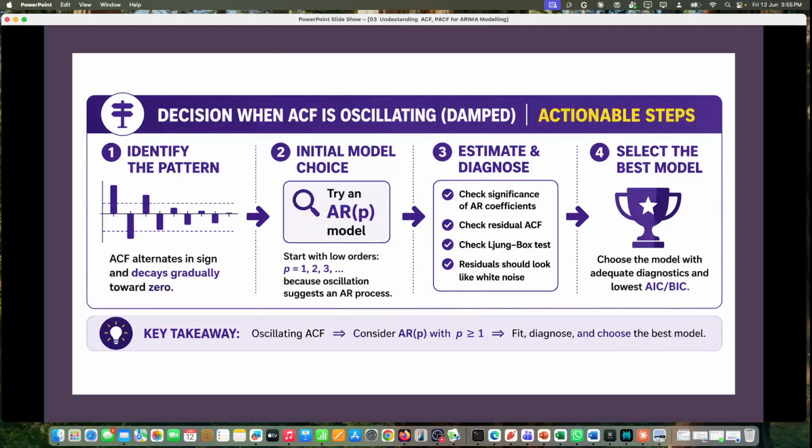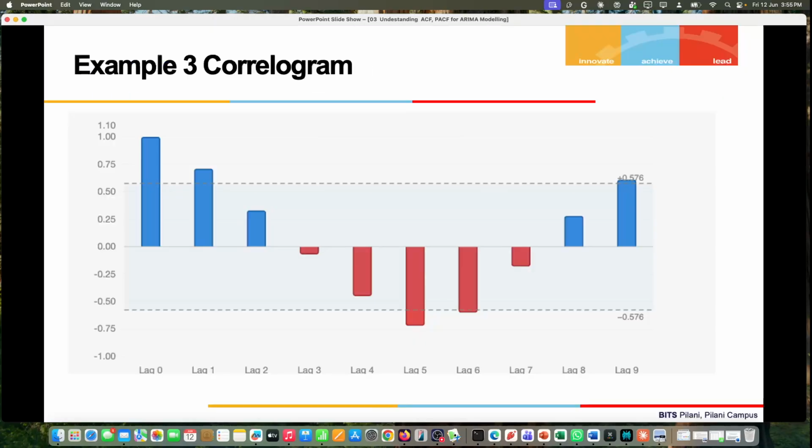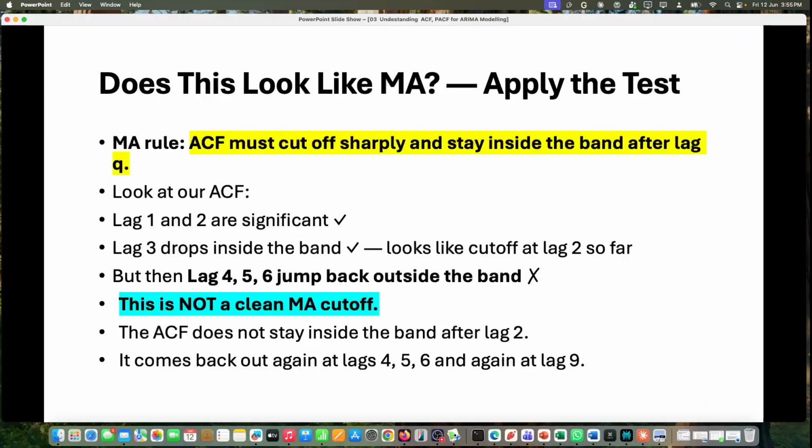That means we have to test whether it has an AR signature or not, autoregressive. Then we have to use it. So as soon as you see the oscillation, we can say there is no MA signature. Now let's look at this autocorrelogram. See, it is slowly coming down, then it goes up. So again, this picture does not look like an MA. This does not look like a moving average.